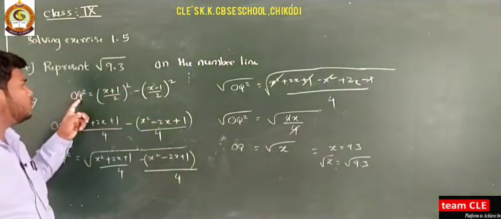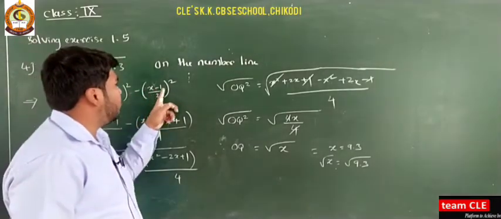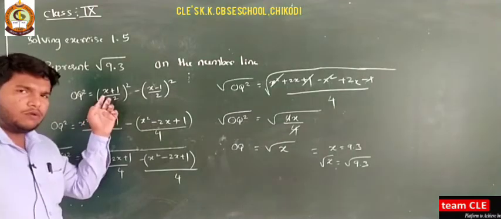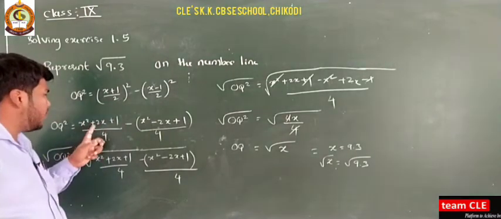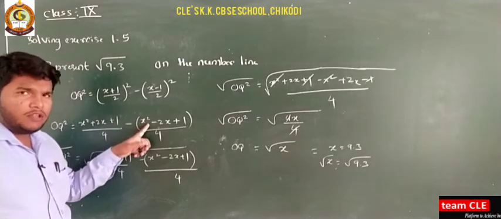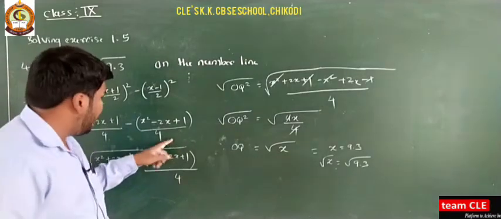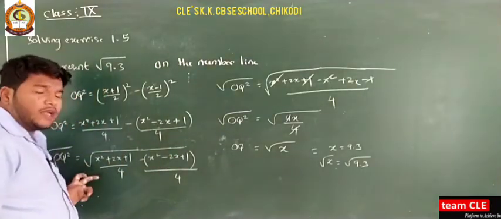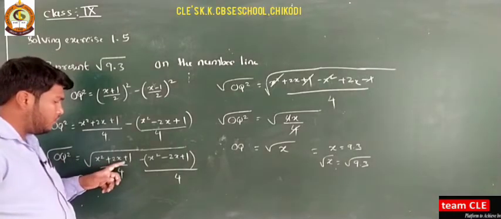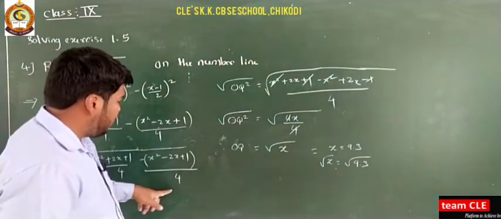So you got OQ square is equal to (x plus 1 by 2) whole square minus (x minus 1 by 2) whole square. Use the a plus b whole square formula, you will get x square plus 2x plus 1 divided by 4, minus, use the a minus b whole square formula again, that is x square minus 2x plus 1 whole divided by 4. Now take root on both sides. So root of OQ square is equal to root of (x square plus 2x plus 1 by 4 minus x square minus 2x plus 1 by 4).